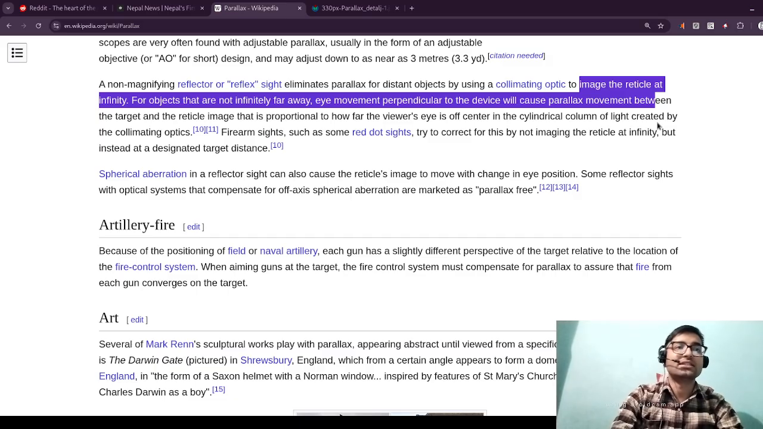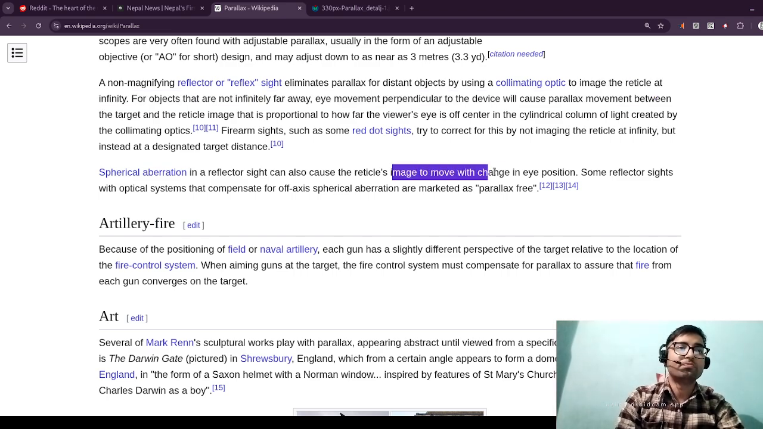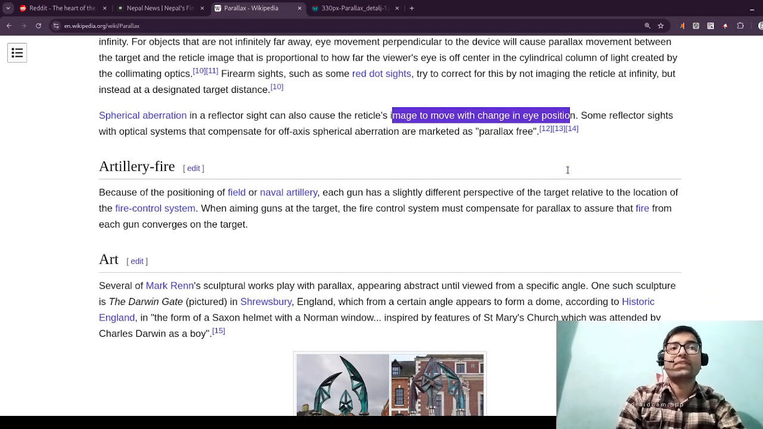Firearm sights such as red dot sights try to correct for this by not imaging the reticle at infinity, but instead at a designated target distance. Spherical aberration in reflector sights can also cause the reticle image to move with the change in eye position.